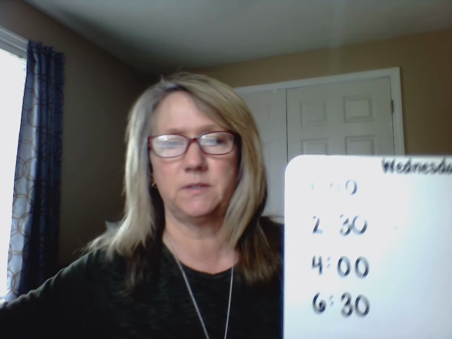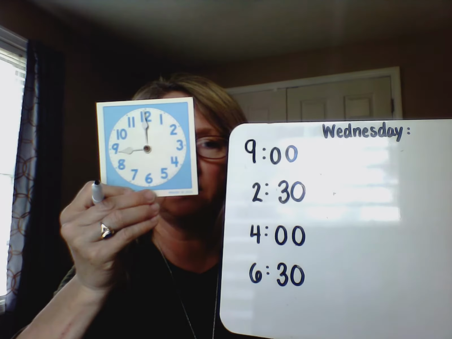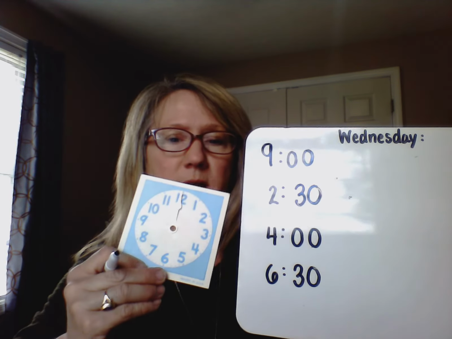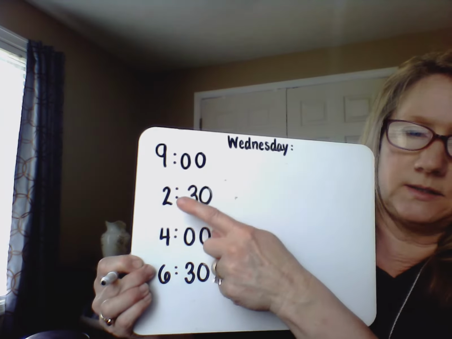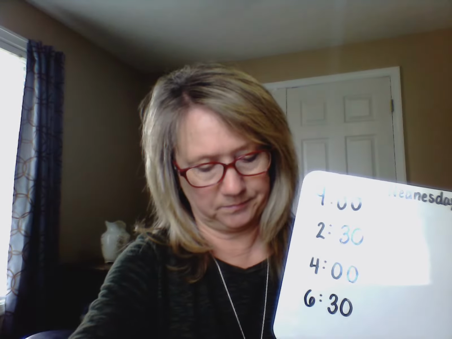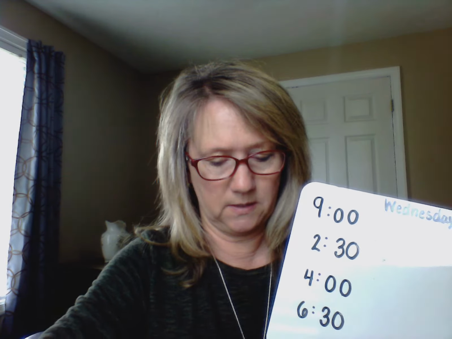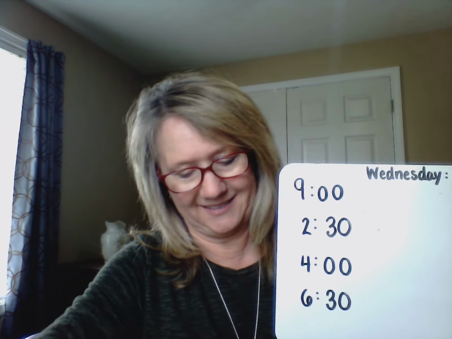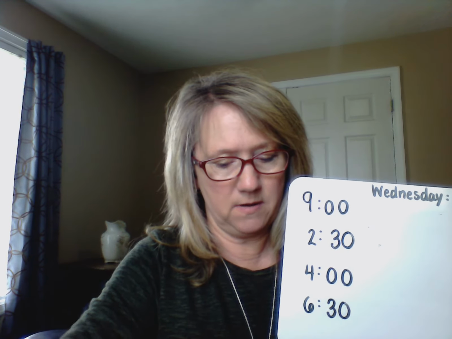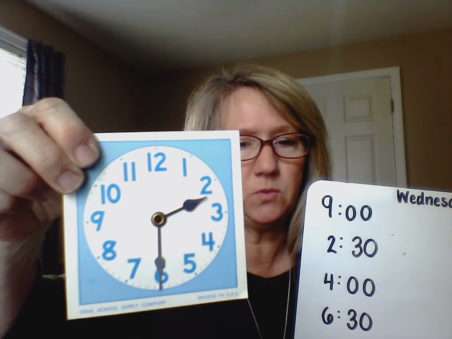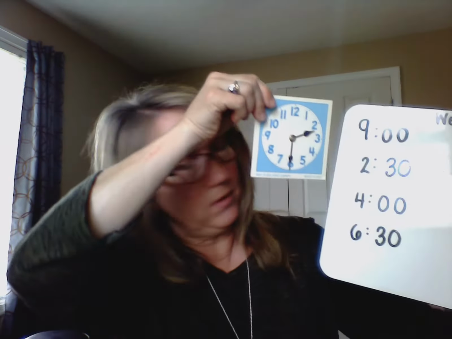Good. So this clock matches that written time. That's how you write 9 o'clock. The next one, 2:30. So this week we've been learning about telling time to the half hour. So 2 and then dots above each other, 30. So what does that look like on the clock? It looks like this. 2:30. The minute hand is down on the 6 and the hour hand is between the 2 and 3. Okay, 2:30.